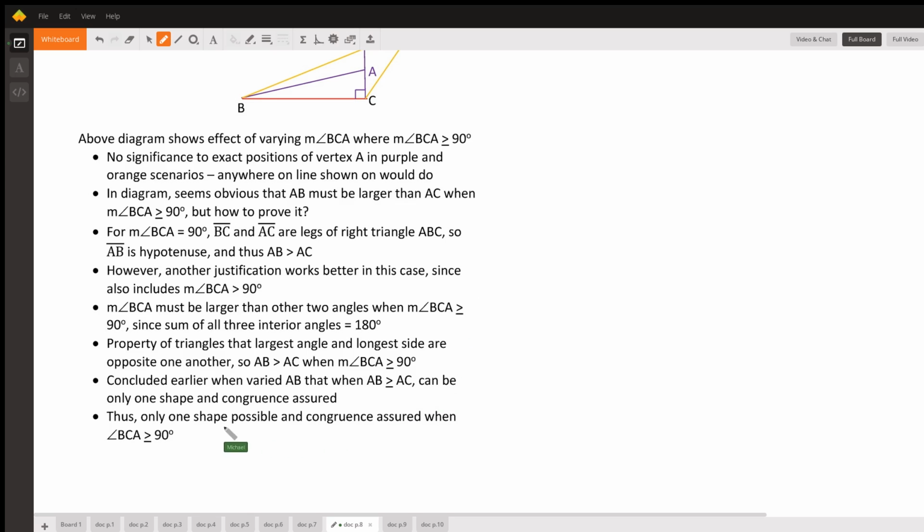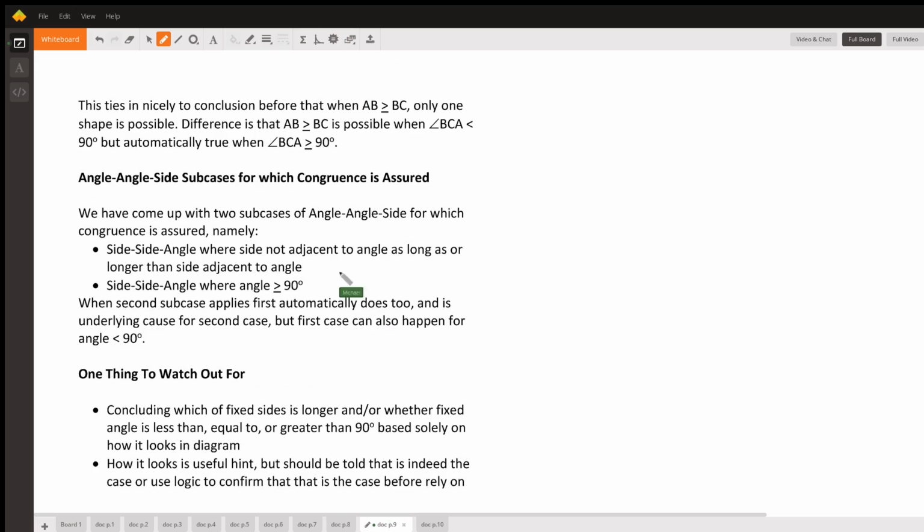So only one shape is possible, and congruence is assured when the angle is greater than or equal to 90. This ties in nicely to the conclusion before, that when the first side is longer than the second, only one shape is possible. The difference is that it is possible when the angle is less than 90 degrees, but now we've shown it's automatically true when the angle is greater than or equal to 90.